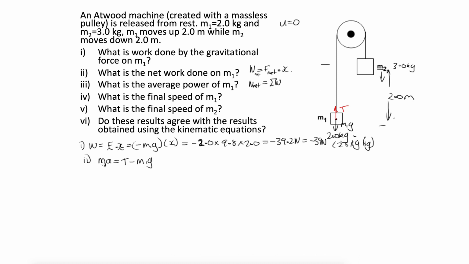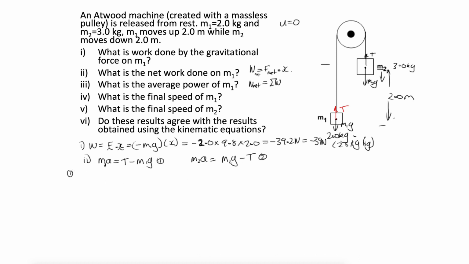So this should have been mass 1. So for mass 2, we've got the weight force, which is pulling it down, and we've got the tension force, which is pulling it up. These two tensions are the same force. So this is m2g down, and we've got the tension force acting in the opposite direction. So then what we can do is solve these two simultaneously.